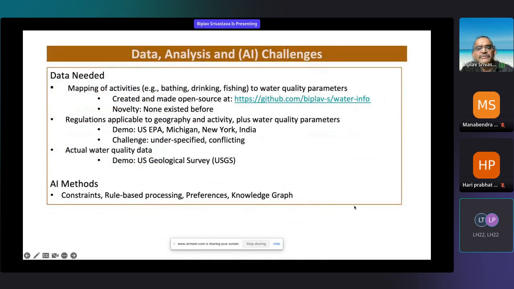There are various data needs, and we need to understand the activities like bathing, drinking, fishing. I mentioned the GitHub, where the regulation information and the mapping to the activities is given, so you can check this out. We have regulations from India, New York, Michigan, and EPA. There are some more enhancements coming up, and we have used water quality data from USGS. In terms of the AI methods, we used constraints, rule-based processing, preferences, and knowledge graph.